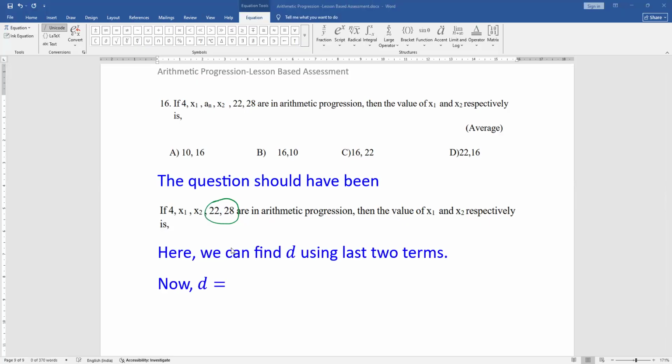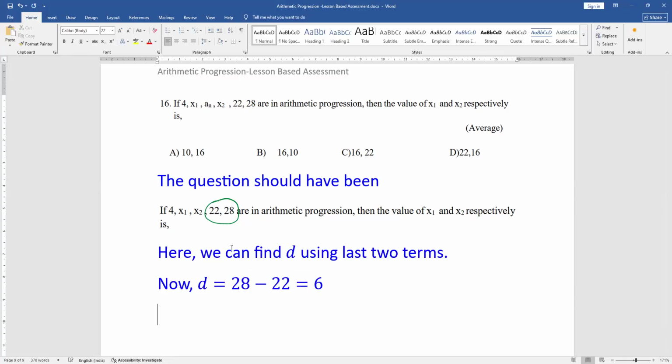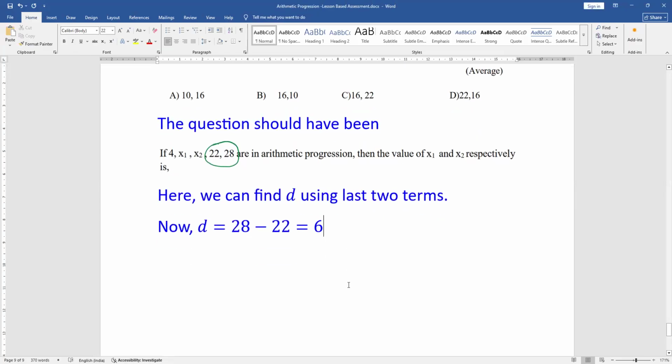28 minus 22. 28 minus 22 will give you 6. Okay. Next, what we have to do? Now I got the common difference, right? In my next step, what is x1? Now we need to find x1. Now you already know the first term. First term is 4, correct?